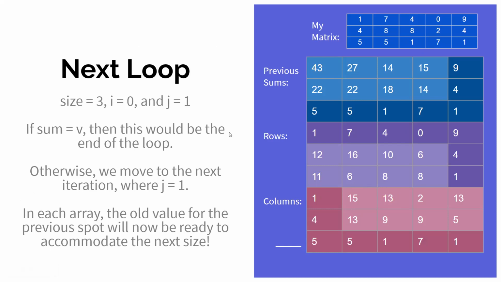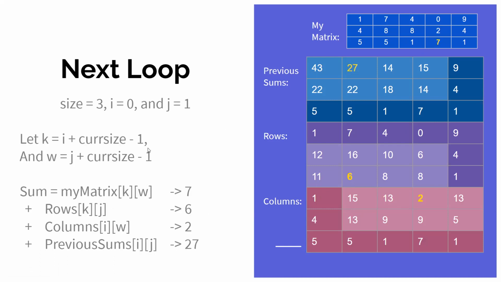And if sum were to be equal to v at this point, we would end here. Otherwise, we would move on to the next iteration where j equals 1. And in each array, the old value for the previous spot will now be ready to accommodate the next size. So we could potentially already do size of 4, i equals 0, j equals 0. But we can't make use of anything else just yet.